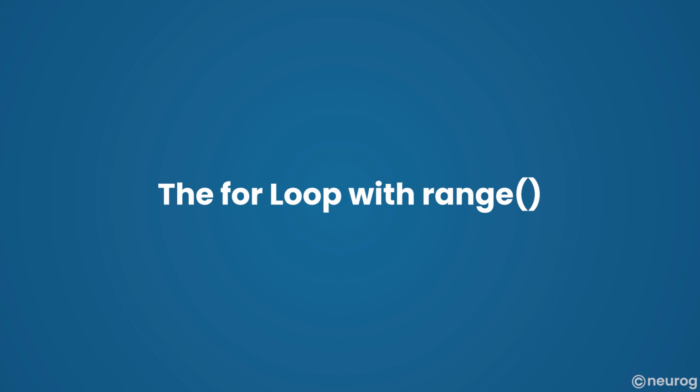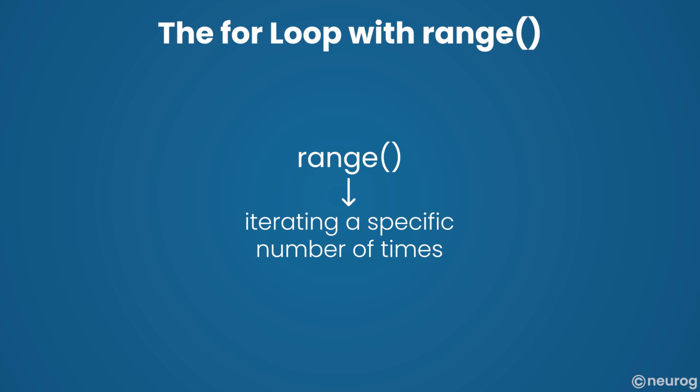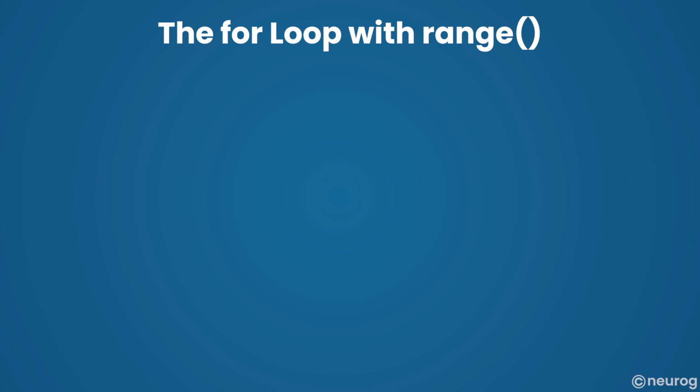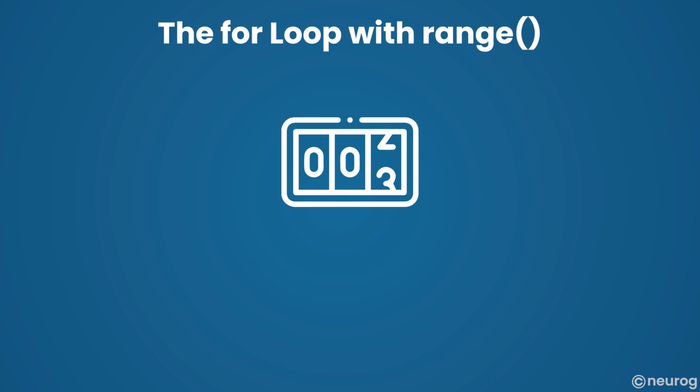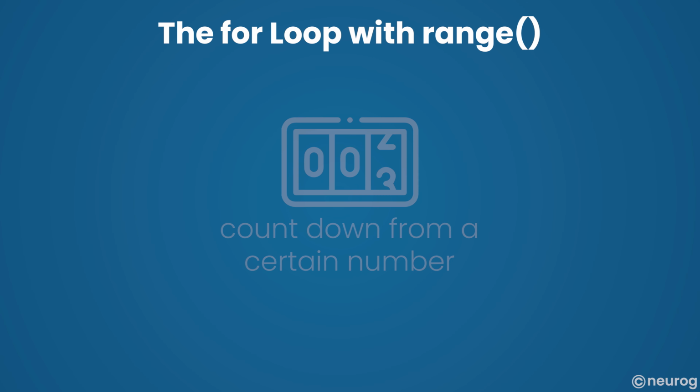You can also use the for loop with the range function to create sequences of numbers. It's useful for iterating a specific number of times. Imagine a countdown timer. The for loop using range creates a sequence to count down from a certain number.